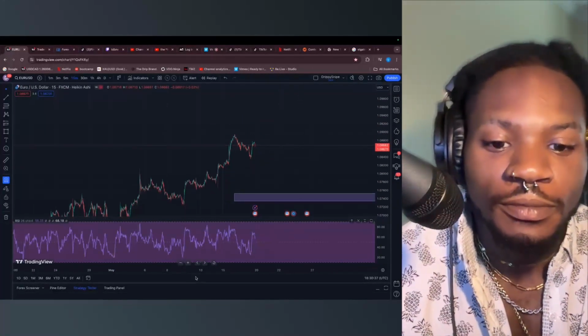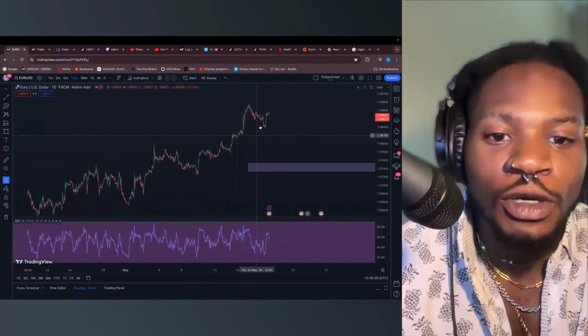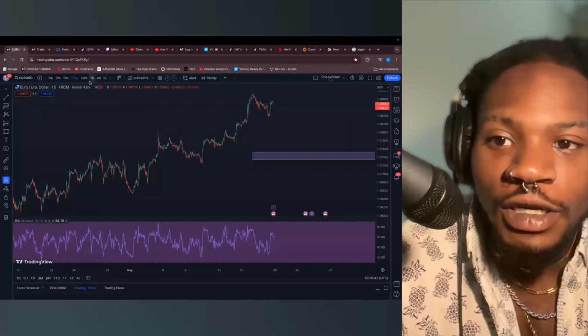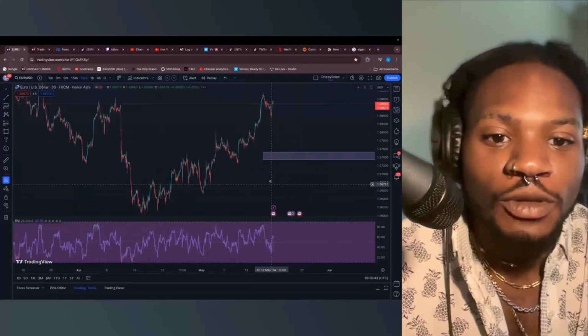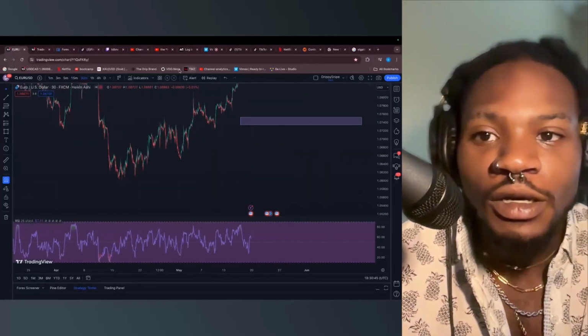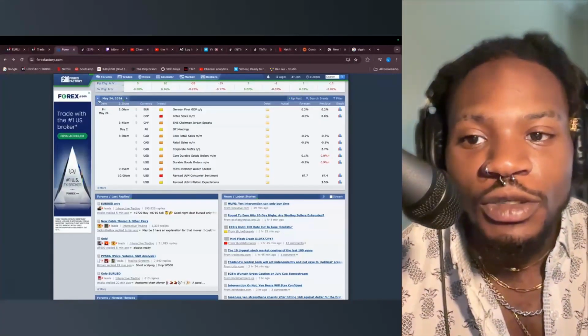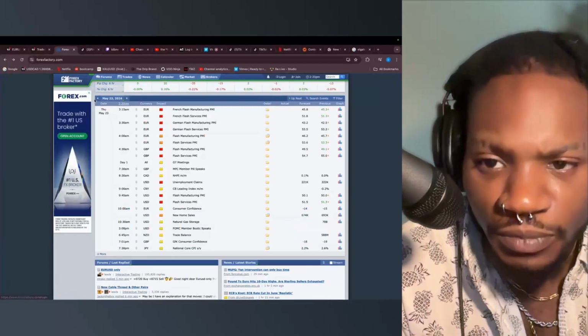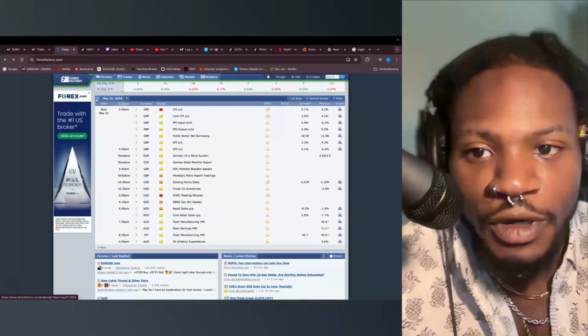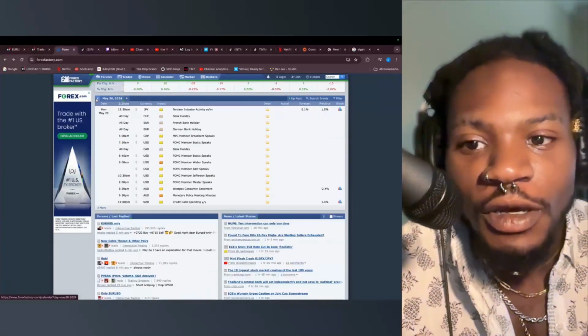Yeah, I got some zones marked off. This is a little mix of fundamental and Fibonacci. If we go look at the news, let me go back. I was looking a little ahead.